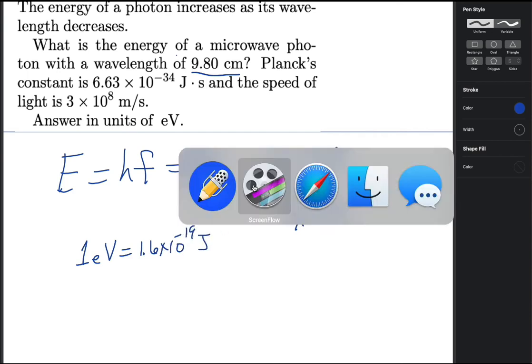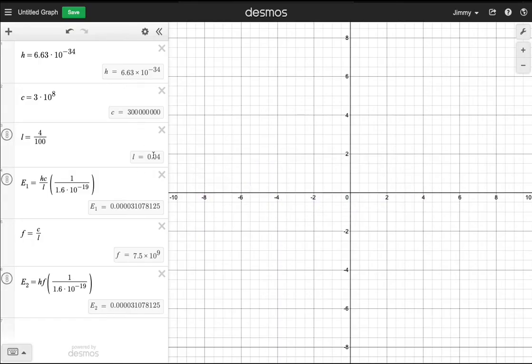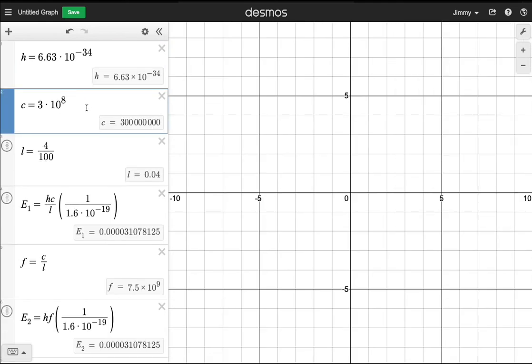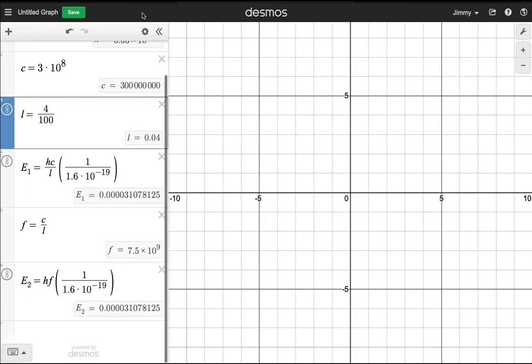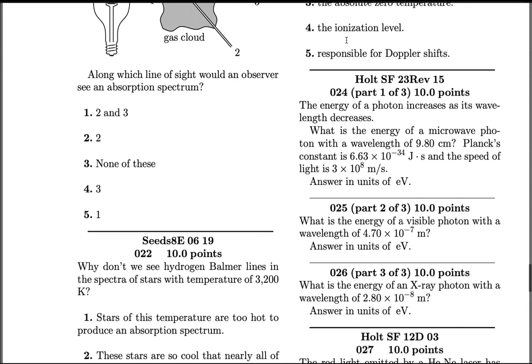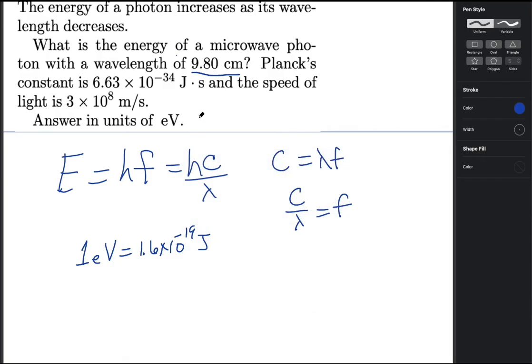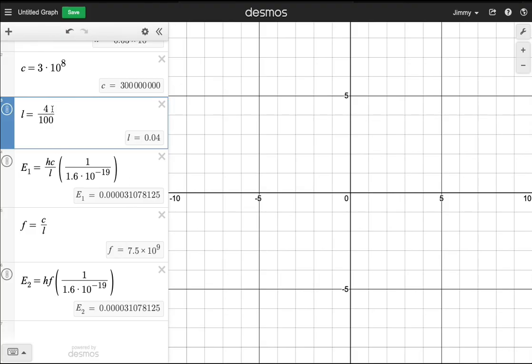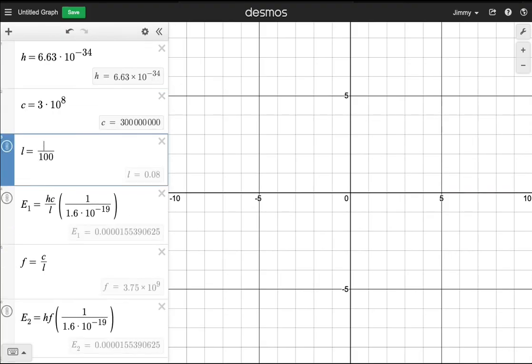Okay, so let's switch over here to Desmos. I put in Planck's constant on line 1, the speed of light on line 2, and my wavelength. This is a different problem, so 9.8 centimeters instead of 4.9. You'll see that I divided it by 100, because if you want to go from centimeters to meters, you divide by 100. So that's a straightforward way to do that.